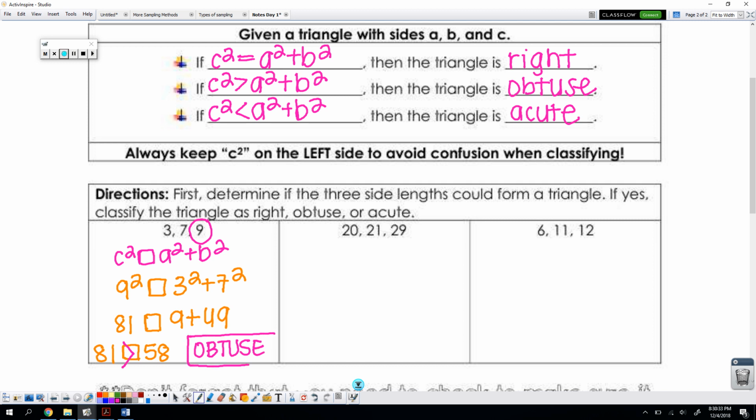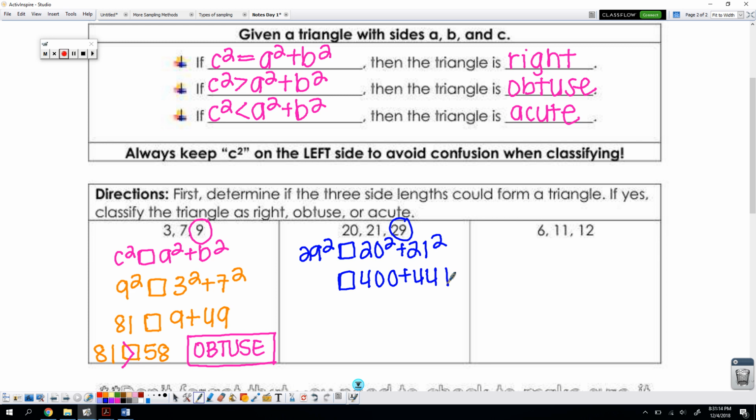Okay? Now we're going to do the same exact thing in the next one. Locate the biggest one. Here we go, 29. It goes alone. So I'm just going to plug it in from right here. So 29 squared compared to 20 squared plus 21 squared. 29 squared is, I'm not really sure, so let's do the other side. So 20 squared is 400. And then 21 squared is 441.